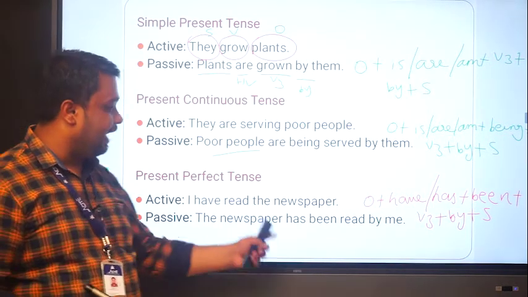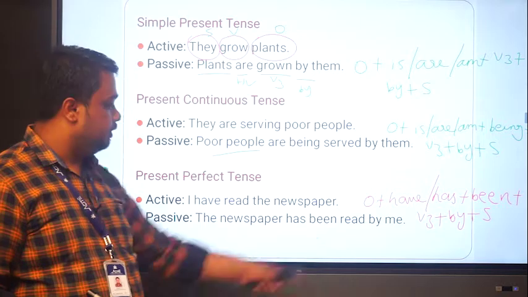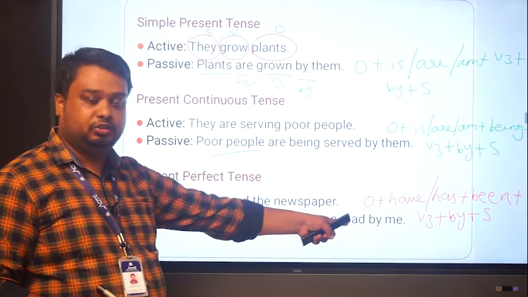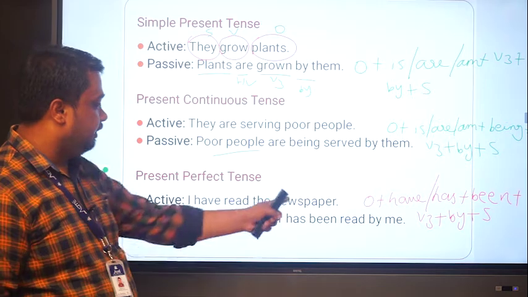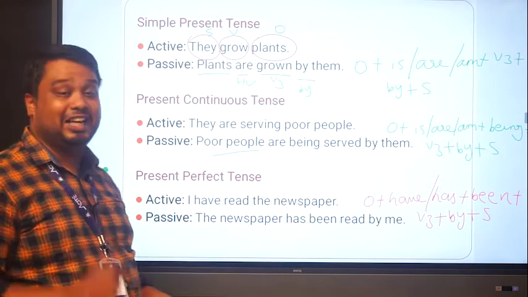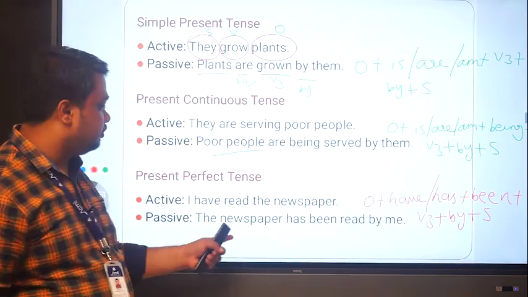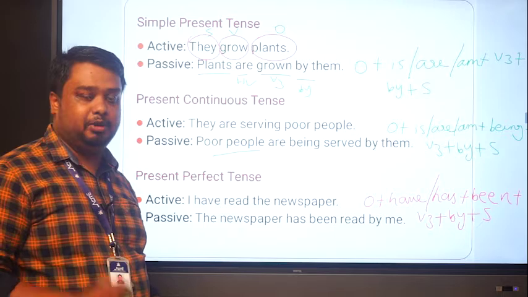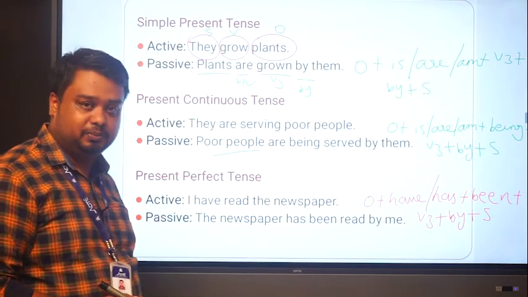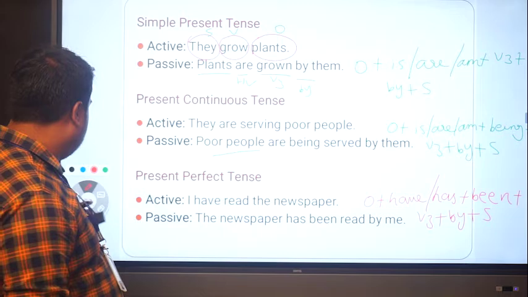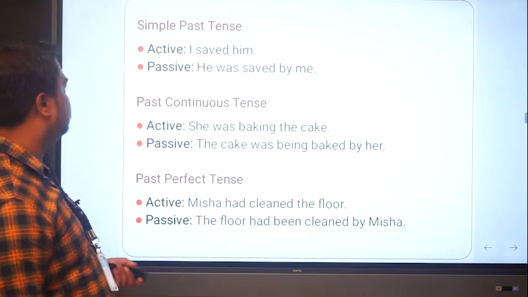So the newspaper has been read by me. Read, read, read. This is the third form of read itself. The newspaper has been read by me. If it is plural, for example, I have read the letters, the letters have been read by me, because letters is plural. So I will use have in this sentence. How we got it, right? Now let's see the next tenses.